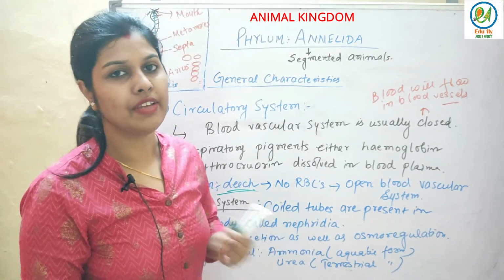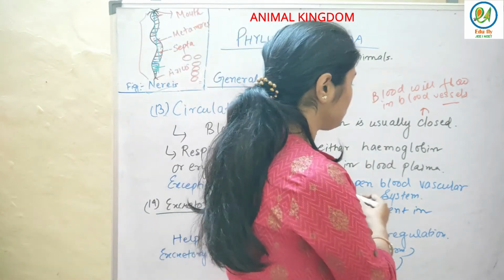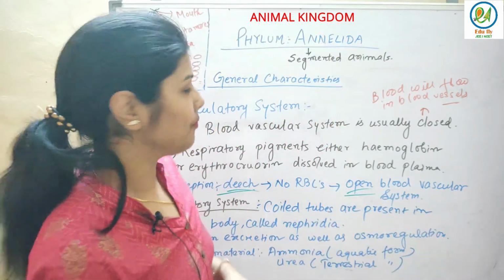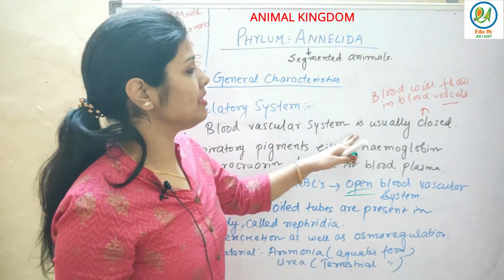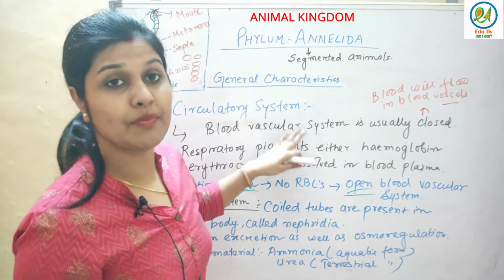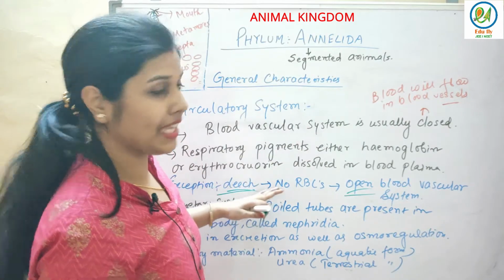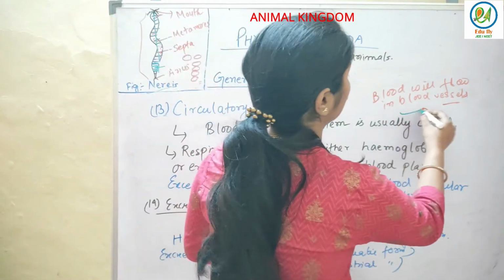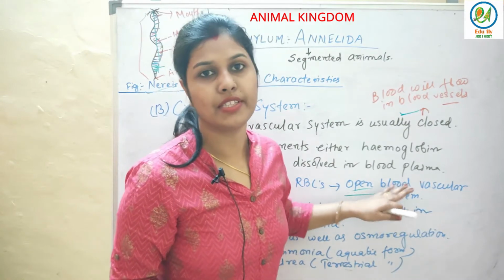Leeches don't have any RBCs. If they don't have any RBC, they follow an open blood vascular system. But since other annelids have RBC, they have a closed circulatory system. Blood vascular system is present in other annelids, but there is always an exception. So they have a closed blood vascular system, and leeches have no RBCs, so they have an open blood circulatory system.